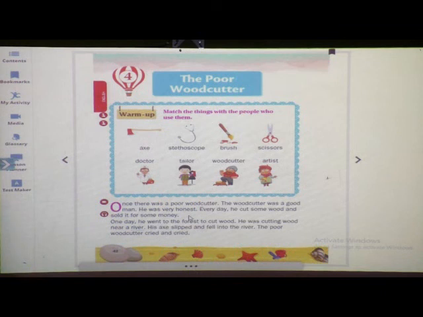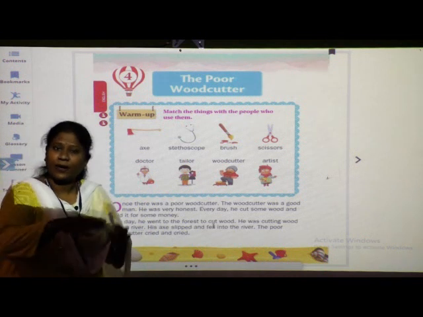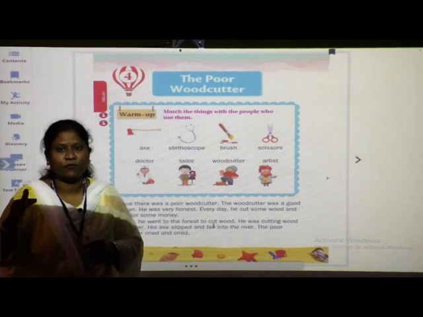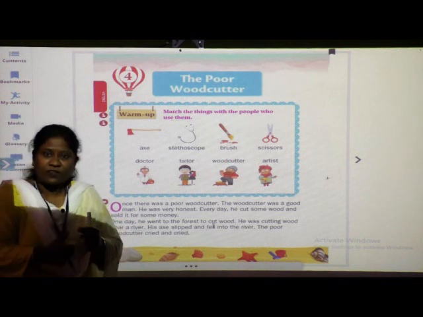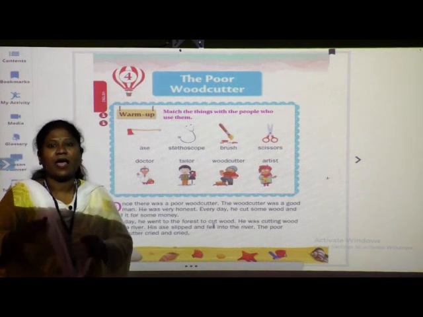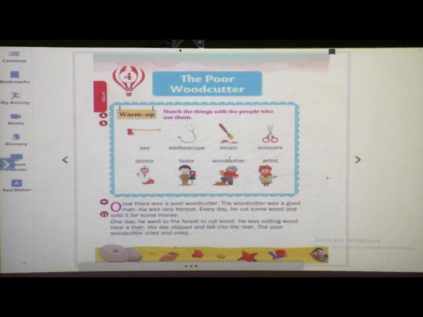One day he went to the forest. One day what happened, children? He decided to go to the forest to cut woods. He was cutting the wood near a river. He went near the river to cut some wood. And when he was cutting the wood, all of a sudden his axe slipped and fell into the river. So he cried. The poor woodcutter cried and cried. He was just crying, "Oh, my axe fell into the river."